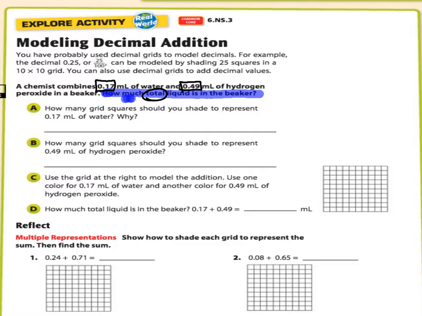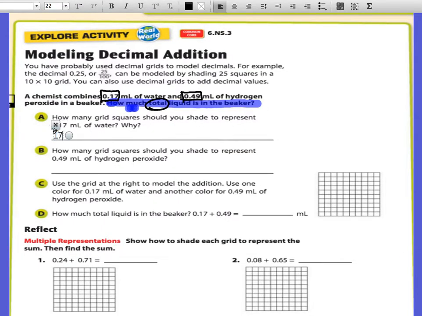Okay, so first we have to look at how many grid squares you should have to represent 17 hundredths milliliters of water and why. Well, in order to represent that, I would need 17 grid squares, because 0 and 17 hundredths means 17 out of 100, or the way that we would look at this as a fraction would be 17 over 100.